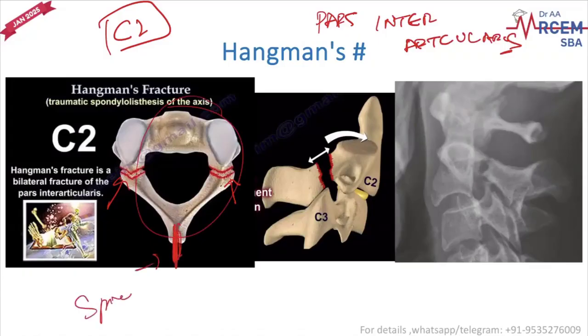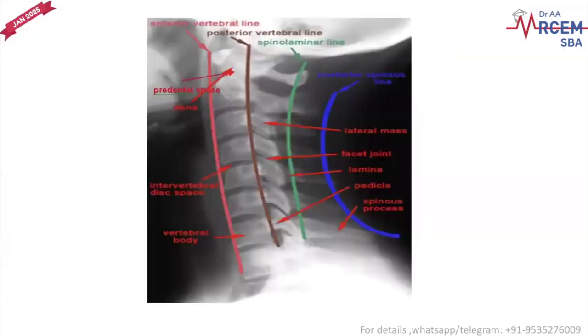This is the spinous process. You cannot get this view. When you're seeing it laterally, just adjacent to the vertebral body, if you have a fracture line, then you call it a hangman's fracture. This is the hangman's fracture. Just adjacent to the vertebral body, what you are having is a hangman's fracture.